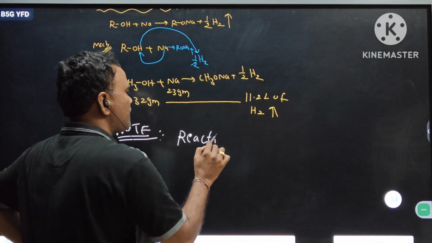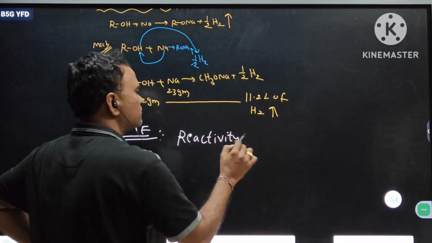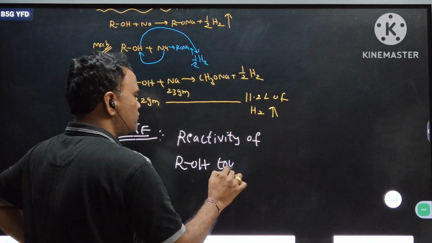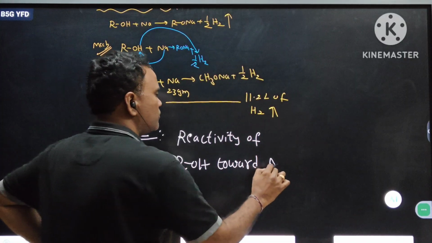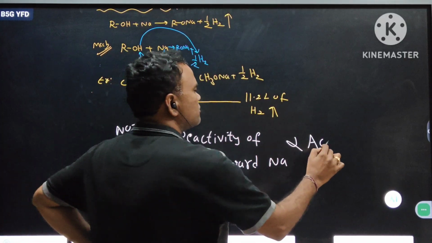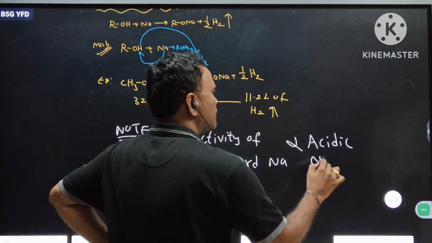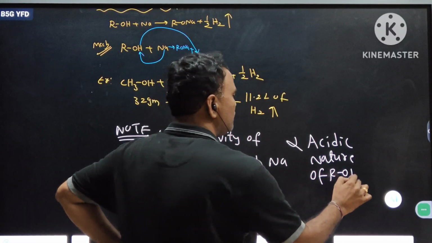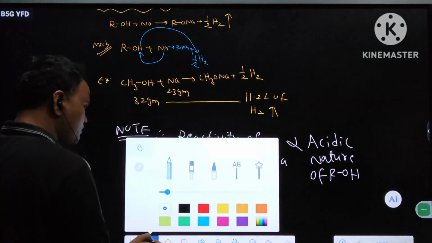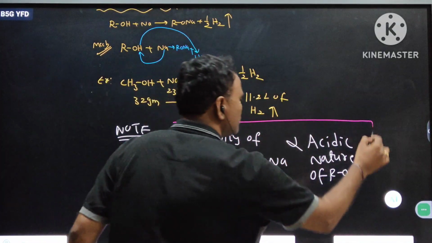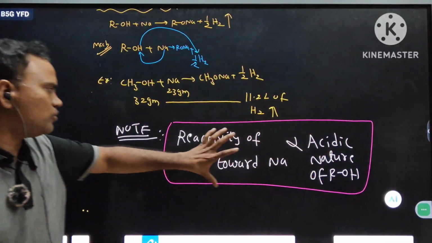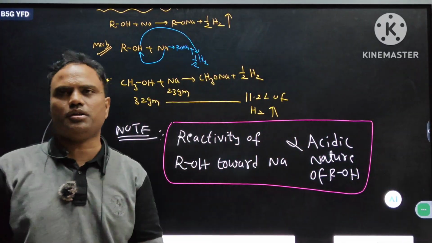Reactivity of alcohol towards sodium is directly proportional to acidic nature of alcohol. If alcohol is more acidic, it readily reacts with the sodium metal. If more is the acidic nature of alcohol, more will be the reactivity towards the sodium metal.